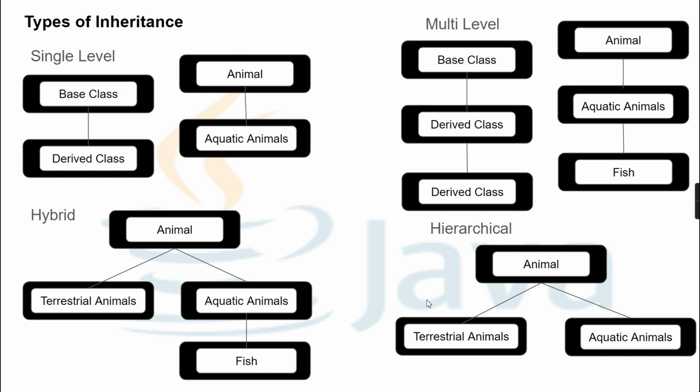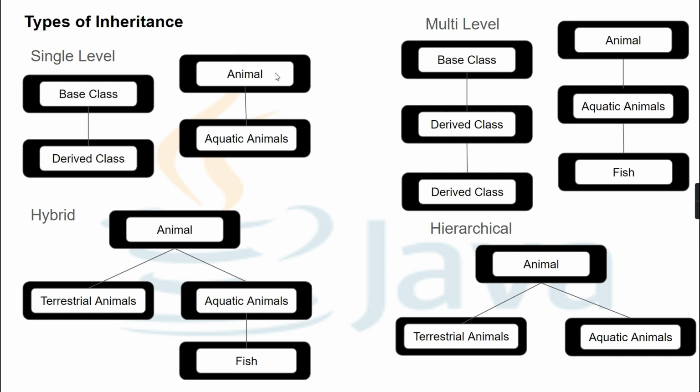So let's start with inheritance itself. There are several types of inheritance: single level, multi-level, hierarchical, or hybrid inheritance. Let's talk about this. In single level inheritance, there is the concept of a parent class and a child class. The class which inherits the properties from the other class is called the child class, or the derived class. The class from which it inherits the properties is called the base class or the parent class. In some cases, we also call the parent a superclass and the child a subclass.